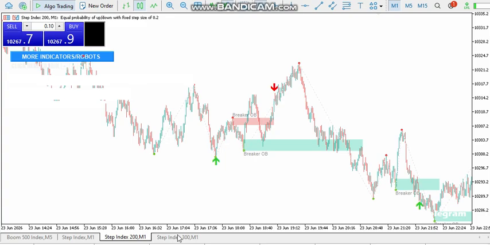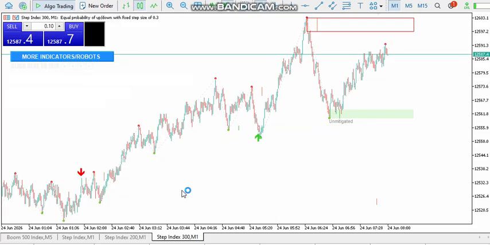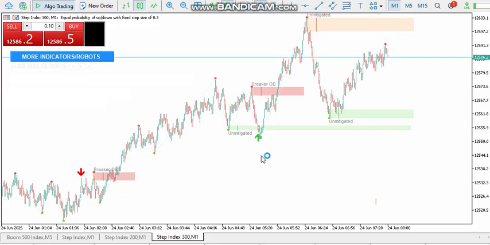So let me show you how it has happened also on Step Index 300 on 1 minute time frames. All these step indexes are what you can use to trade, and it also works on Boom and Crash indexes. So let me show you. You can see this is our last uptrend. This is our last signal here, and this signal does not reprint. Once it appears, it stays permanently on that particular spot. So this is our uptrend.